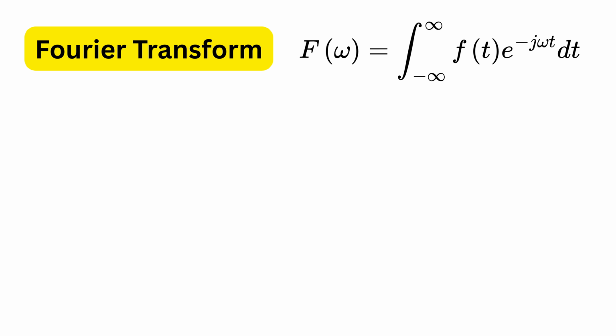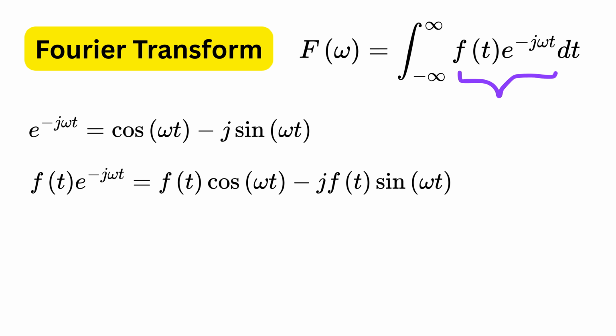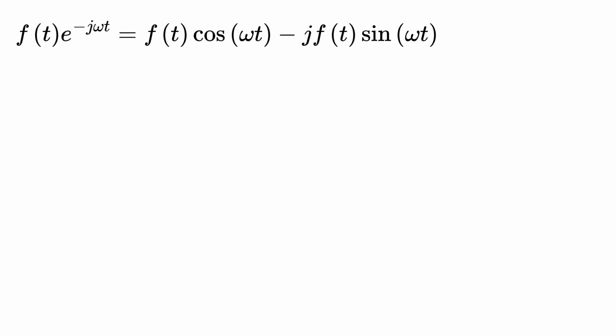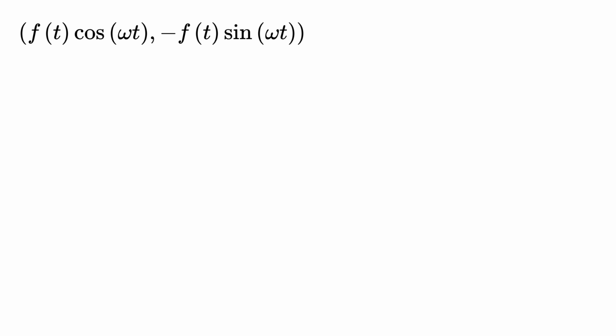Okay, just note that engineers have the habit of using j instead of i for denoting the imaginary number. So we can write this e raised to minus j omega t like this. Thus, this f of t times e raised to minus j omega t will become this complex number, right? So, if we want to plot a point using this in the complex plane, then we will write it like this. Now let us have some fun with this.